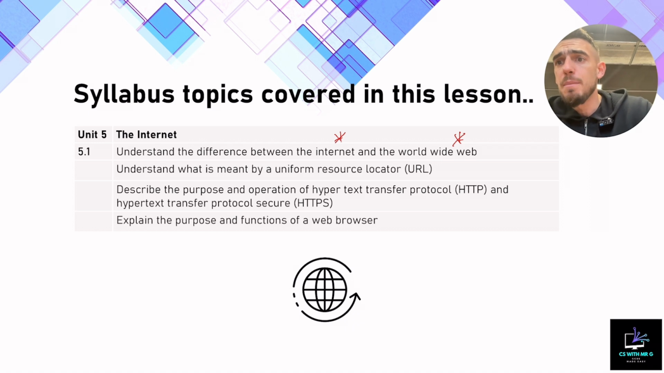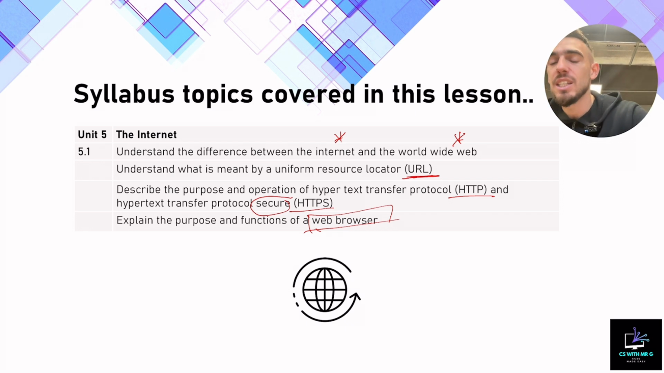We're going to look at this term, Uniform Resource Locator, otherwise known as a URL. And we're also going to look at these terms HTTP and HTTPS, okay, which stands for Hypertext Transfer Protocol, and then the same but with secure. And then at the end, we will look at the purpose and functions of a web browser, which are fairly simple, and you've all used them, so you should know what a web browser is, but we just need to know what it does in particular.